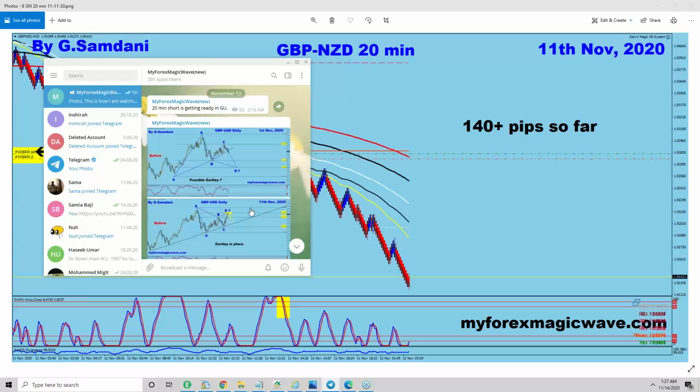And if not, if I'm wrong, let's say I'm saying that we're gonna go down, but you don't have a setup, then we don't go short, right? So you are safe from taking the bad trade when you're using the system. That's how it is. All right.